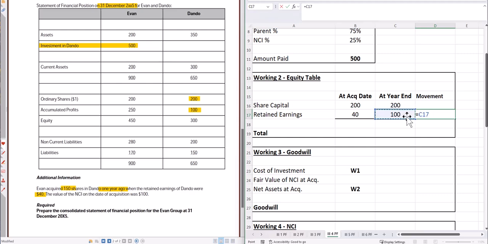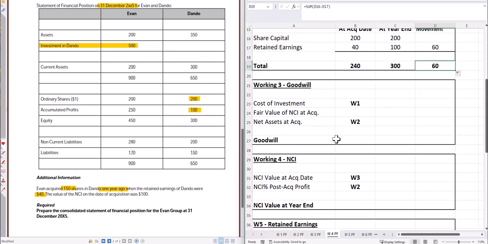So movement between here and here is post-acquisition profit of 60, which means we have net assets at the acquisition date of 240, at the year-end date of 300, and movement or post-acquisition profit of 60, which we're then going to use later on. So that's working 2, our equity table.